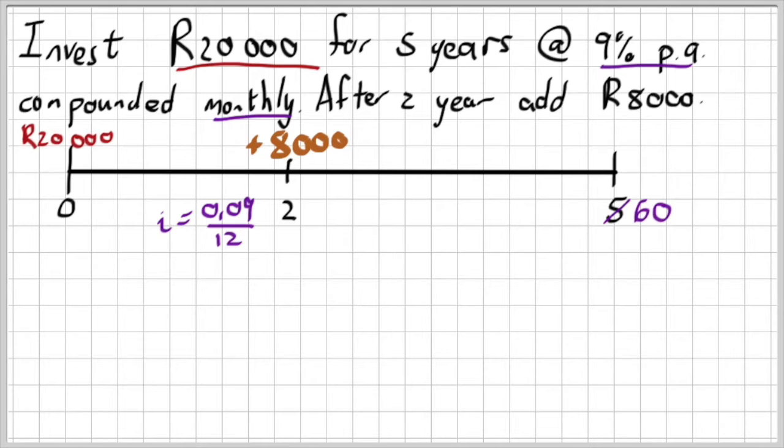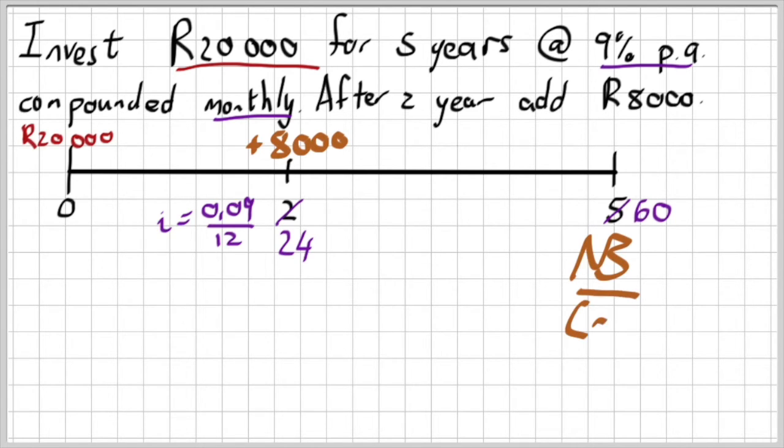Some of you instinctively might go and say, but can't we calculate the value after 2 years? And then take that answer plus the 8,000 and calculate it over after 60 months. You can do that, but I'm saying this very clearly, ladies and gentlemen, please don't, okay? Please, please, please don't.